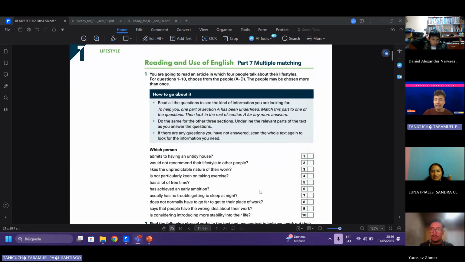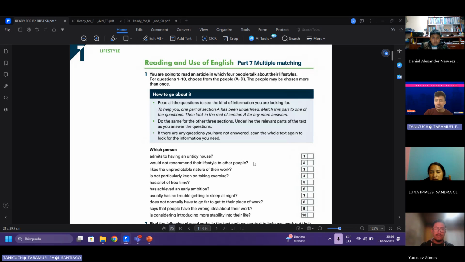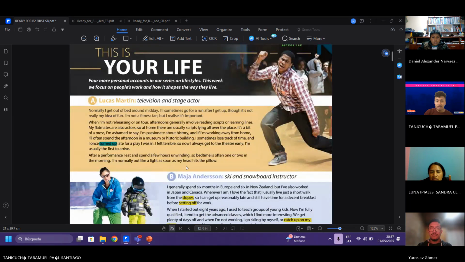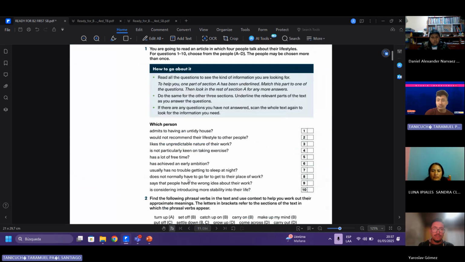So in this part, this is about reading and use of English, the part 7 of the exam. In this part, you are going to read an article that is going to be divided into 4 parts. And there are, as you can see here, 10 questions or sentences, and you have to choose in which paragraph each one of these statements is mentioned, all right? You have to choose in what text every single sentence is mentioned, okay?